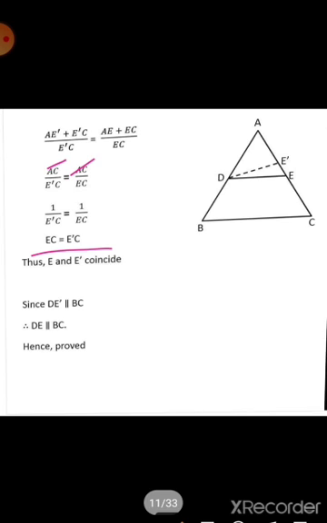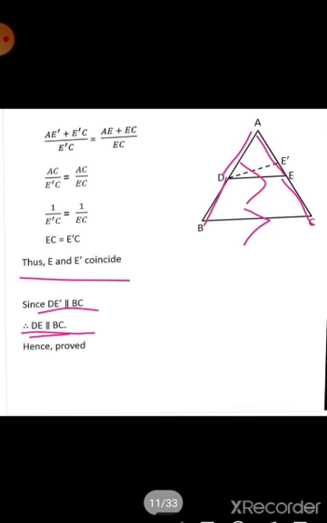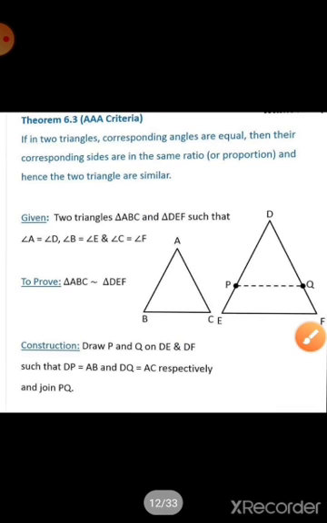But is it possible? Can EC and E dash C become equal? In which case can they be equal? If E and E dash are both on the same point, then these two values will be equal. So we conclude that E and E dash coincide with each other. As we have taken DE dash parallel to BC, and E dash is nothing but E, DE also is parallel to BC. So we have proved that if a line divides two sides of a triangle in the same ratio, it is parallel to the third side. The next theorem is to prove the angle similarity.